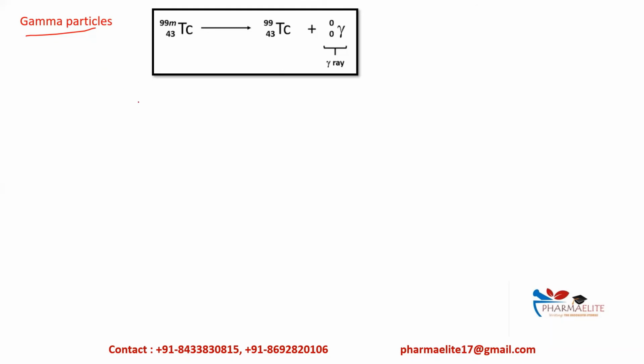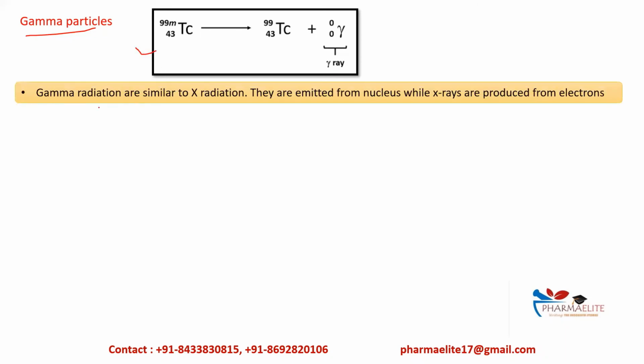So alpha decay and beta decay are the independent ones, but whenever an atom, after undergoing alpha or beta or any other modes of decay, still does not have a stable nucleus, at that time it will undergo gamma decay. So this is one example. Gamma radiations are similar to X-ray radiations. They are emitted from the nucleus, while X-rays are produced from electrons. Whenever an electron is captured by the nucleus, that time the X-rays are released. But these gamma radiations are emitted from the nucleus itself.